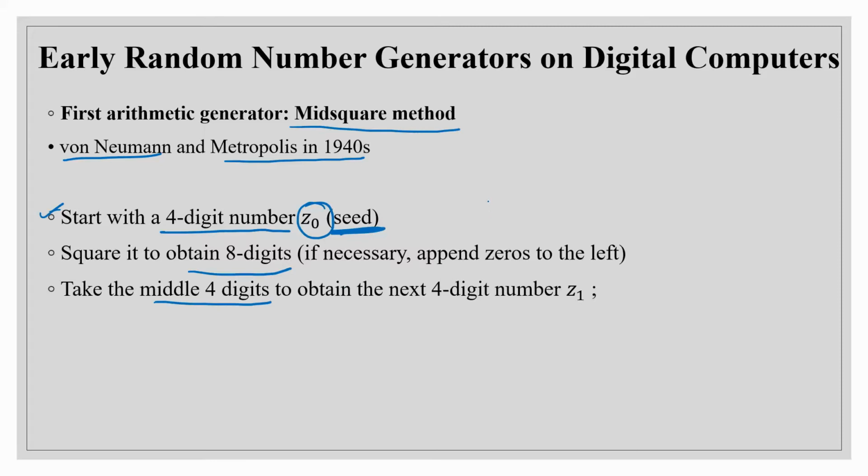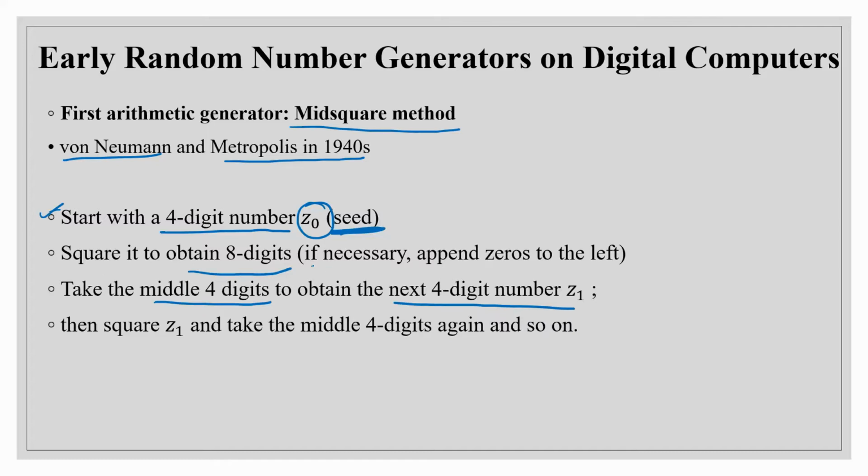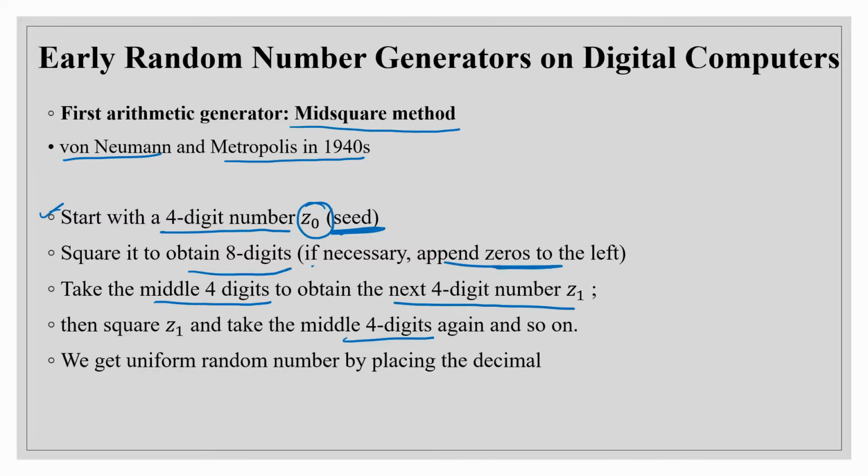We select the middle 4-digit number to obtain our next number. Then we square it and again get an 8-digit number. If we do not get an 8-digit number, we can append a 0 to the left. To obtain a uniform random number between 0 and 1, we can simply place a decimal point in front of every number. For example, you got the first random number as this, and simply you can put a decimal point to get a random number between 0 and 1.